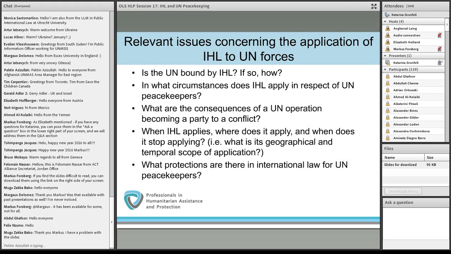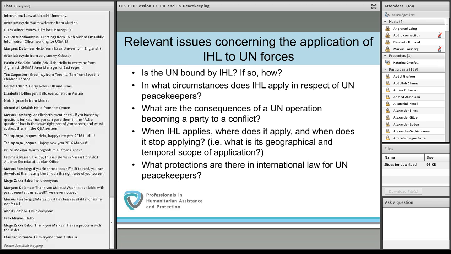In addition to the issuance of the Bulletin, it's also become standard practice that the UN concludes status of forces agreements, or SOFAs, with states hosting peacekeeping operations. And these contain provisions requiring both the UN and the host state to conduct any military operations with full respect for the principles and rules of IHL, including those set out in the Geneva Conventions and the additional protocols.